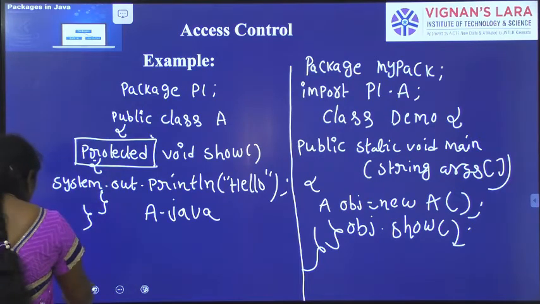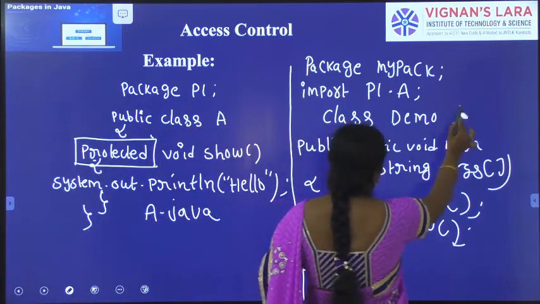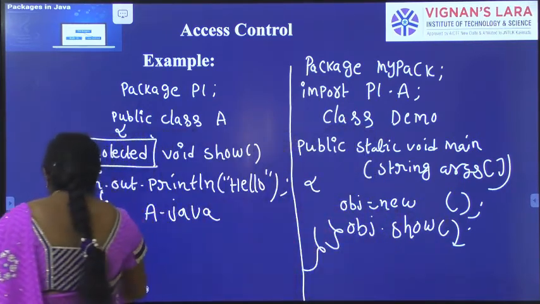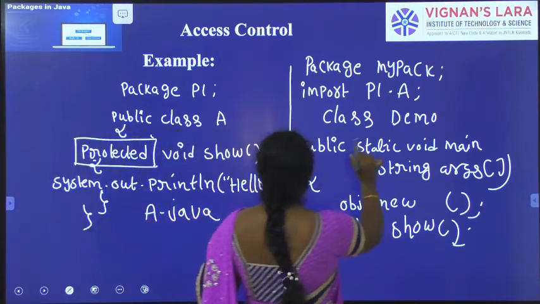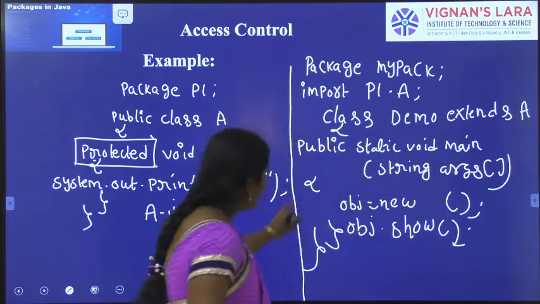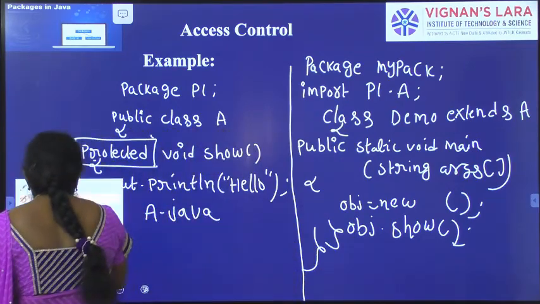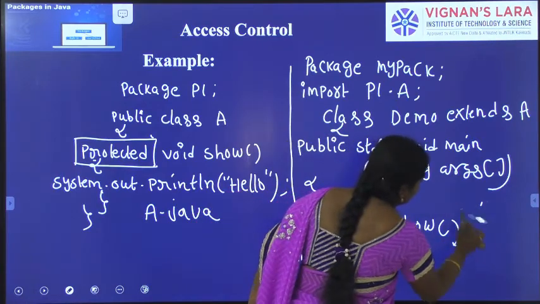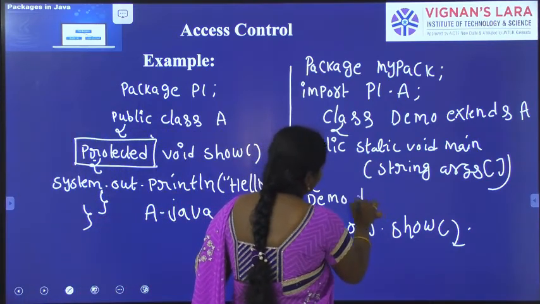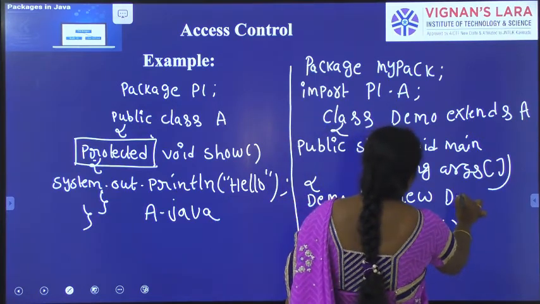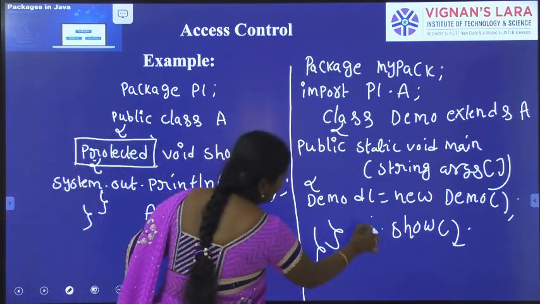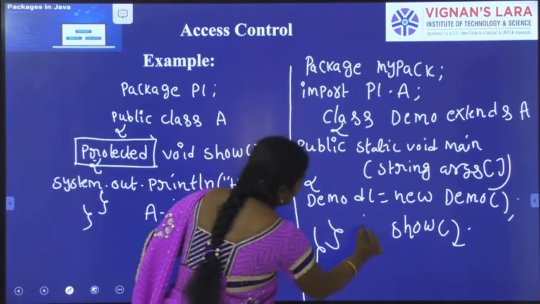By using inheritance concept only. Here, demo extends A. So we can create an object of the subclass: demo d1 equal to new demo. D1 dot show.